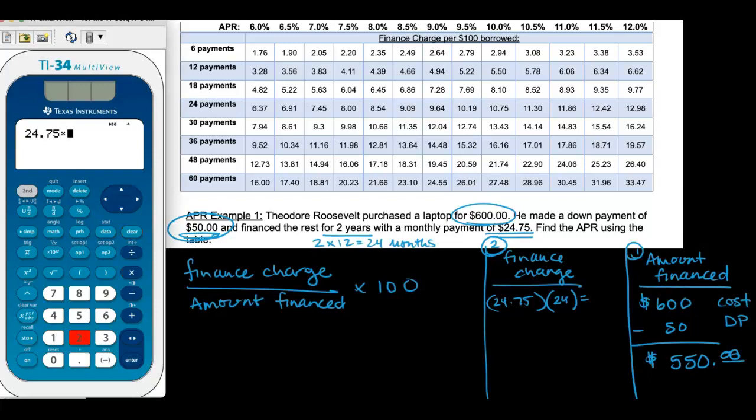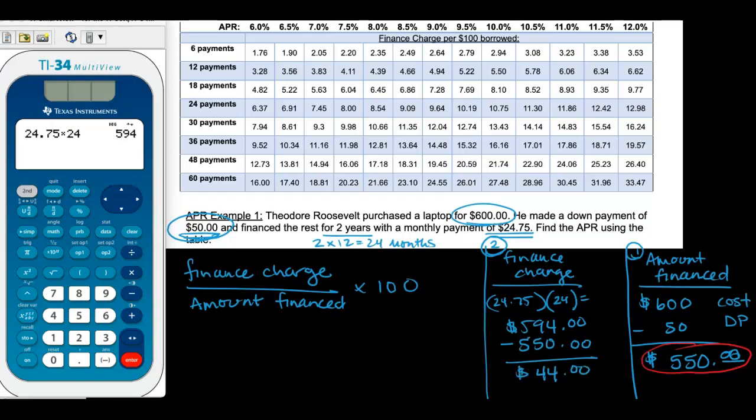24.75 times 24 gives us $594.00. That's the amount that Theodore Roosevelt ends up paying the bank. But since Theodore Roosevelt only borrowed $550, we need to subtract that amount. So we're going to take $594 and subtract $550, and we get $44. So there was a difference of $44 between those two numbers. That tells us that $44 is what goes to the bank.